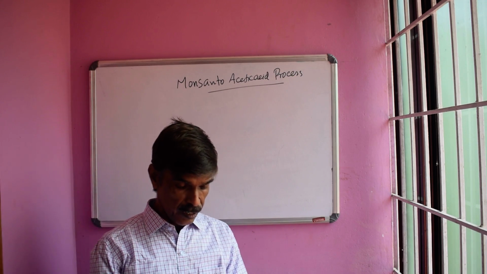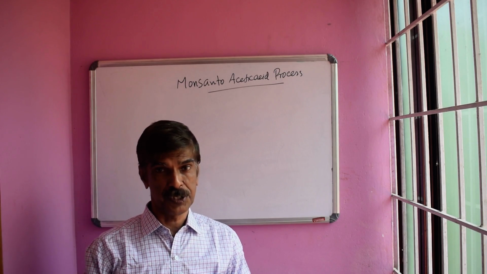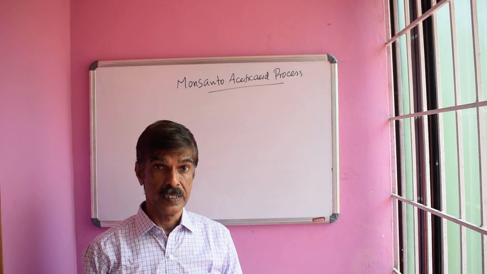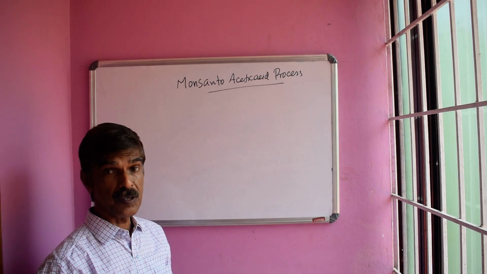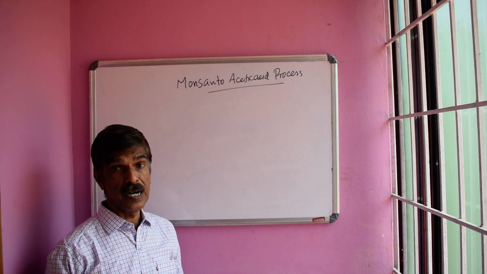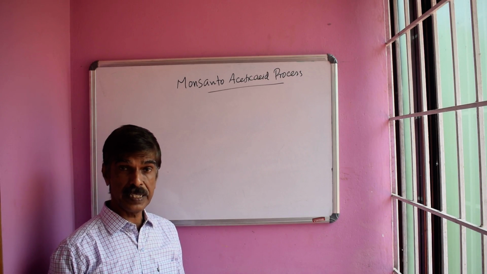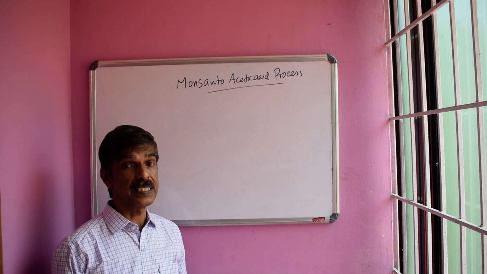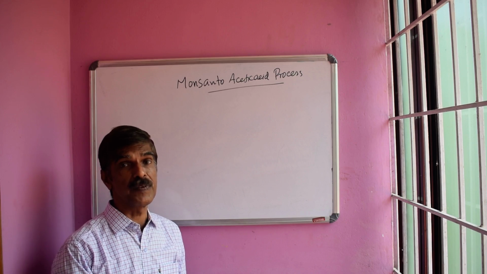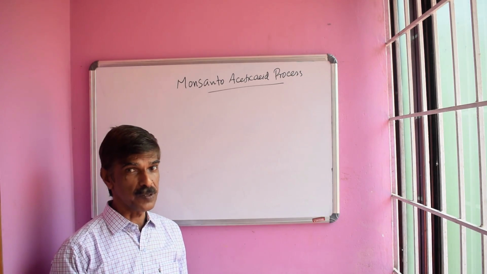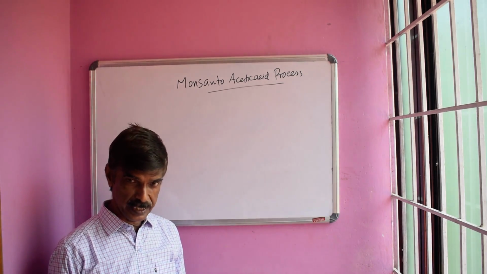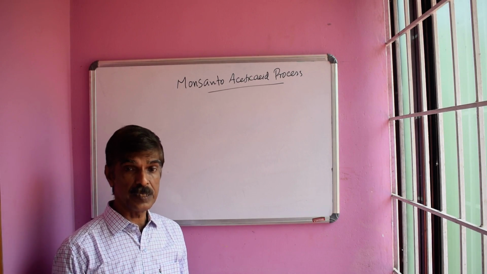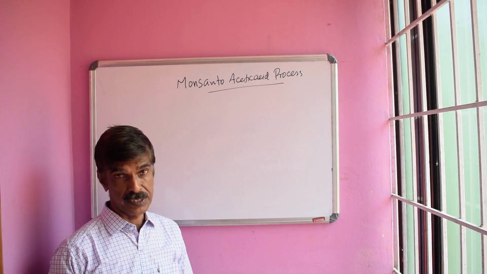About the Monsanto acetic acid process. It is the method of conversion of methanol into acetic acid. It is the reaction with carbon monoxide, or simply the production of acetic acid by the carbonylation of methanol. Methanol is carbonylated to acid: CH3OH plus CO giving CH3COOH.